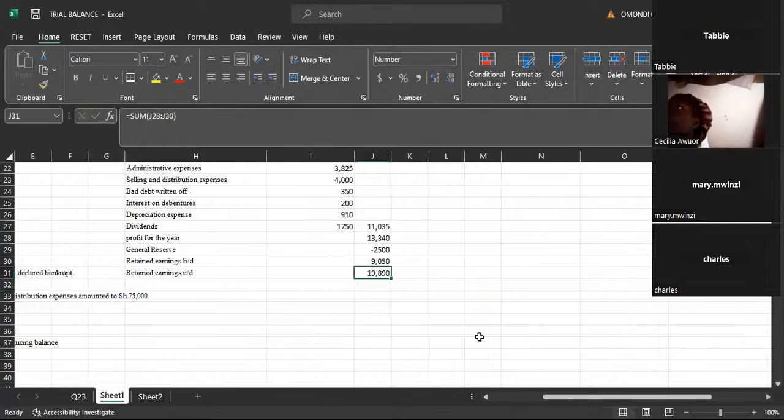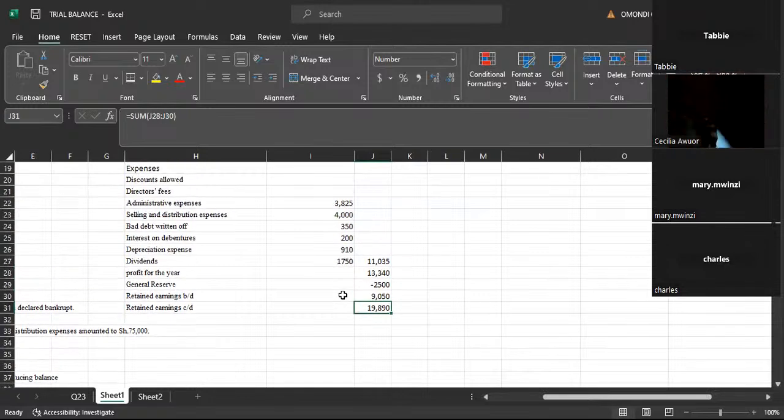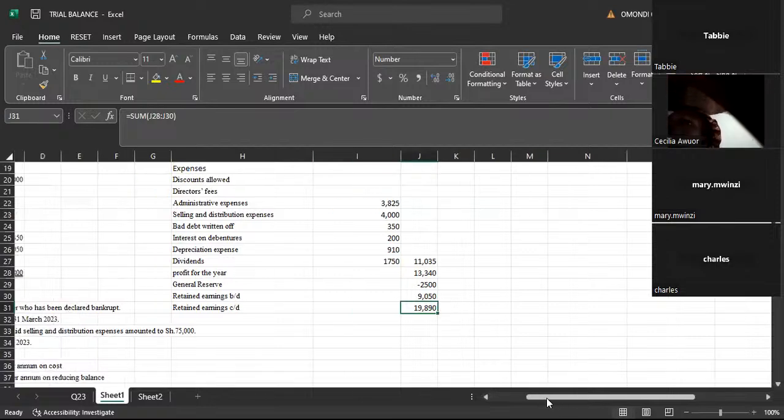But time cannot allow us. So what should we do? Can I leave you with the remaining parts? You try doing it until Monday. The statement of financial position. We cannot go beyond this hour. I just want you to go and try doing the remaining part. Of course, it is very simple.